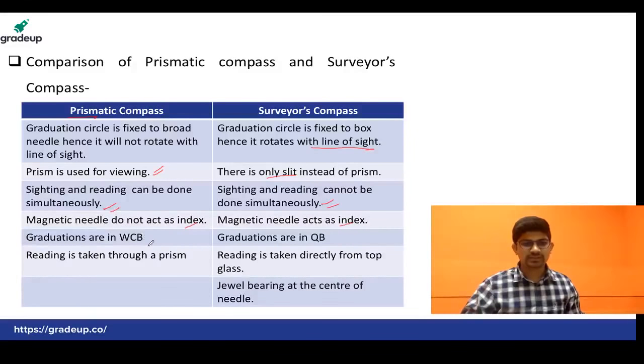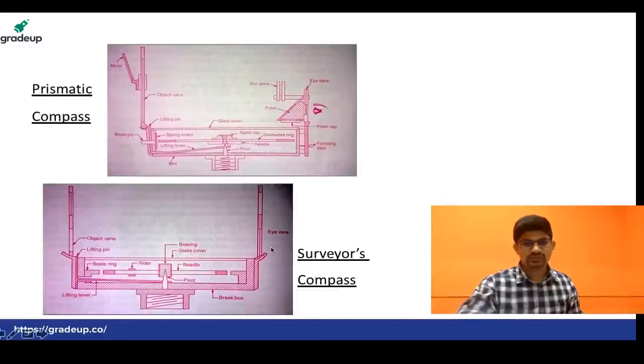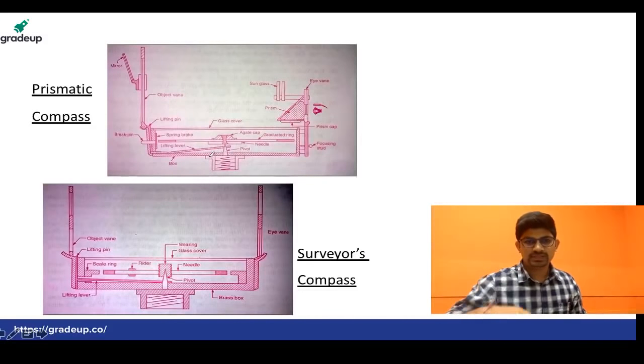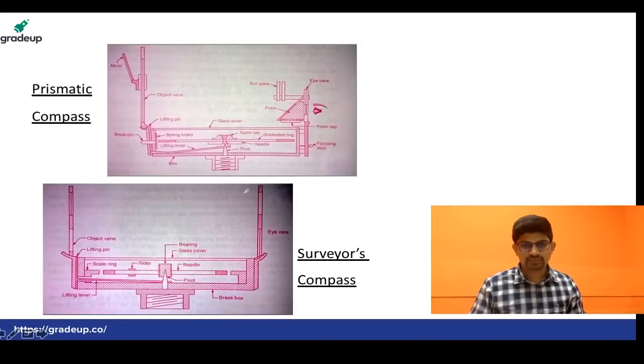Now, prismatic compass graduations are in WCB, while in the survey compass graduations are in quadrantal bearing. Also, in the prismatic compass the reading is taken through a prism, while in the survey compass it is taken directly from the top glass. There is one more thing available in the survey compass, jewel bearing. At times in examinations I have seen this question of jewel bearing coming frequently, so it is concerned with the survey compass. Just remember this much. So this was a comparison. These are the basic diagrams. I have put them in one frame so that you understand better. You can see this is the prism.